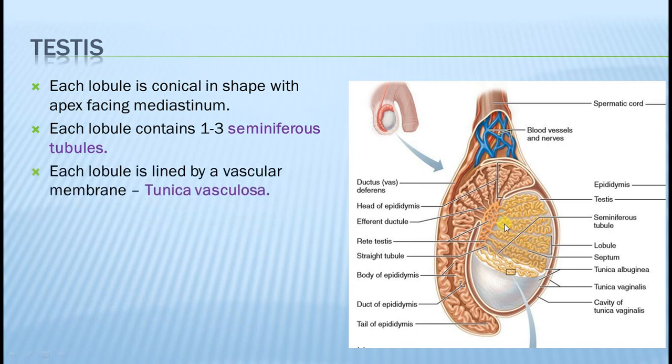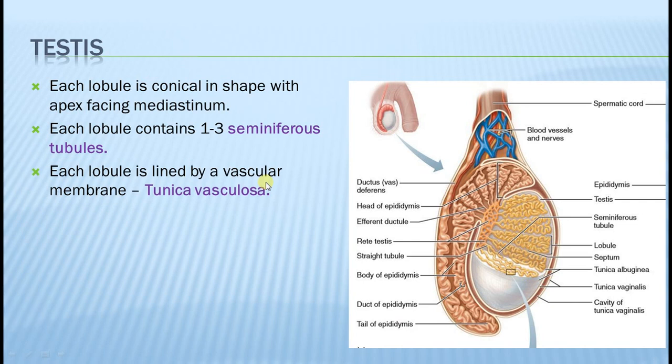So each tubule is lined by the tunica vasculosa, which I already told you. But the vessels do not enter the lumen of the tubule. There is a barrier which is present between the wall of the seminiferous tubule and the blood vessel, which is called as the blood testis barrier. If the blood enters into the seminiferous tubules, then it will produce antibodies against the developing spermatozoa and it will kill all the developing cells.